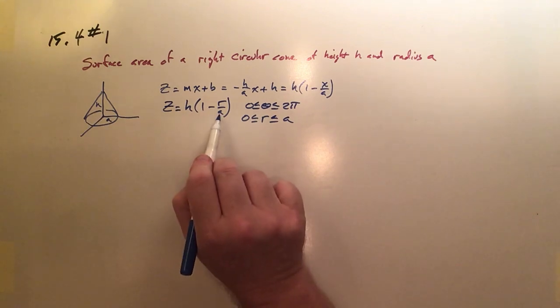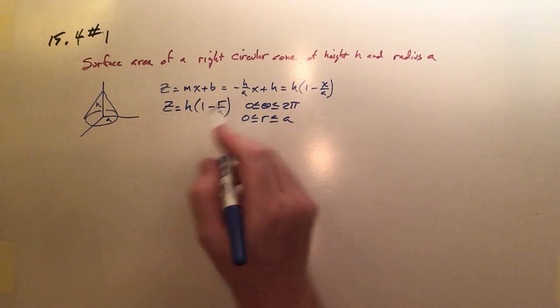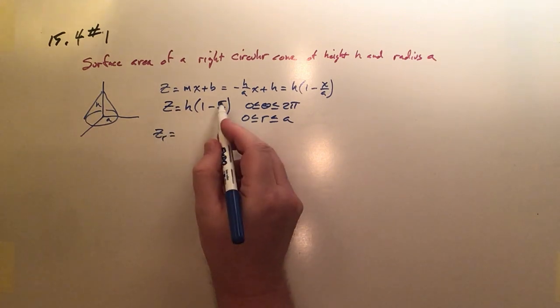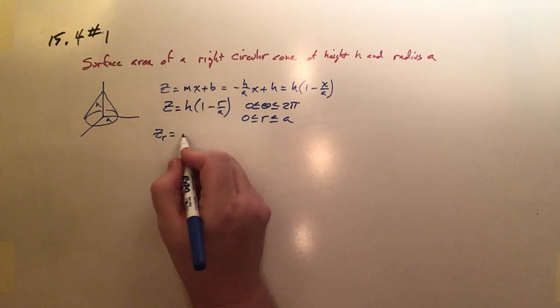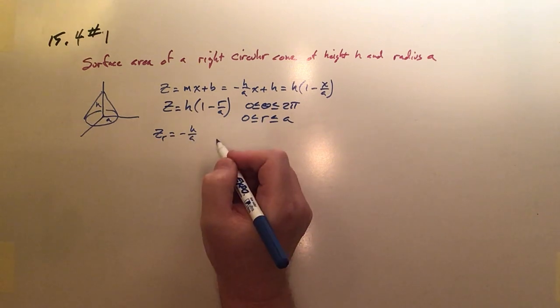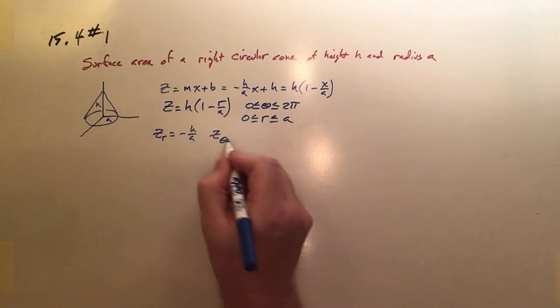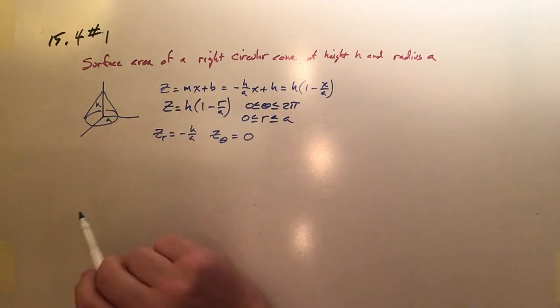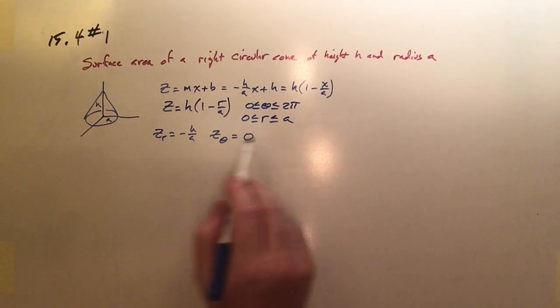And then recall that I need the partials of this. So I need z with respect to r. And z with respect to r is just going to be negative h over a. And I need z with respect to theta, and that's going to be 0 because the surface area of a cone isn't a function of theta. So now I can build the integral.